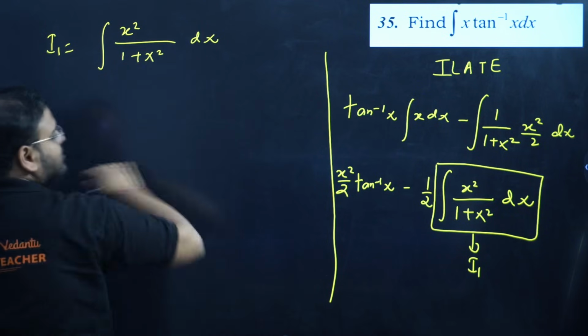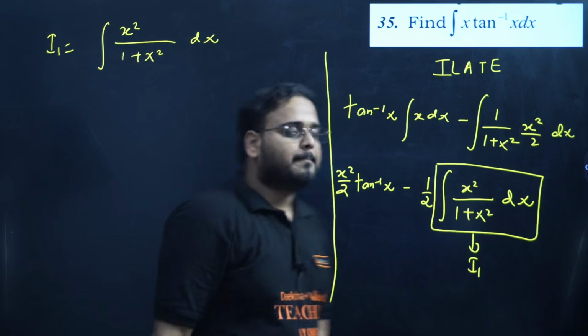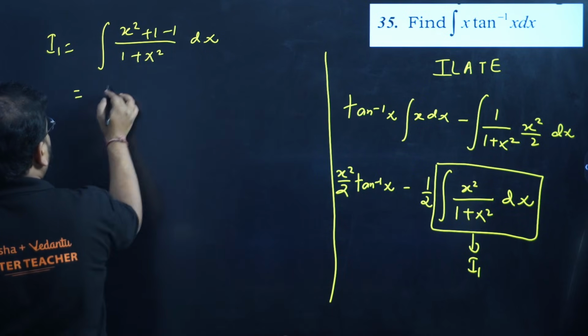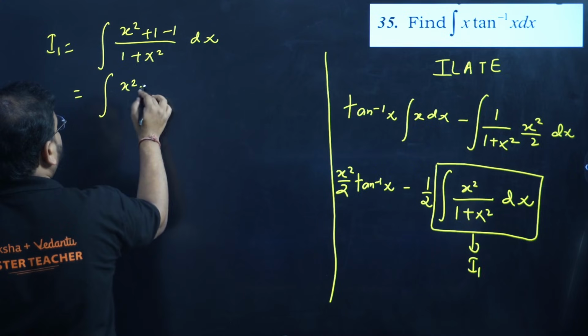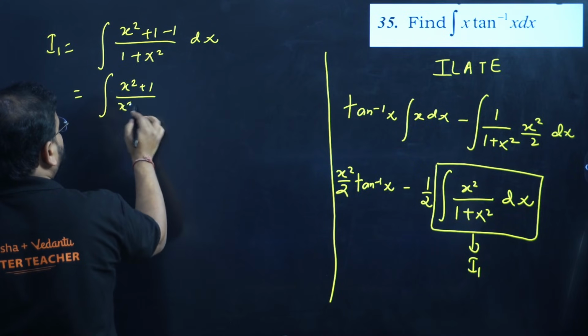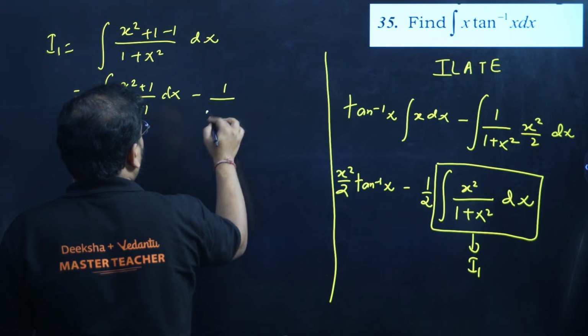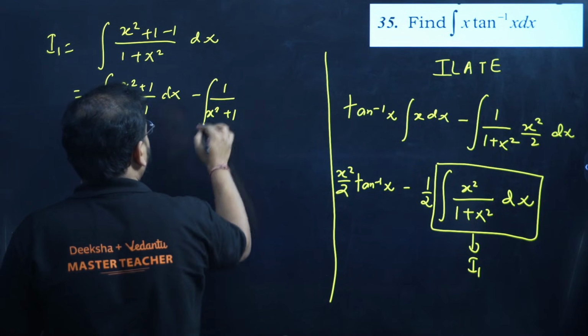This is what's given over here. Yeah, add 1 and remove 1. Plus 1 minus 1. Check this out. Integration of (x square plus 1) upon (x square plus 1) dx, and separate the terms. Minus 1 upon x square plus 1 dx.